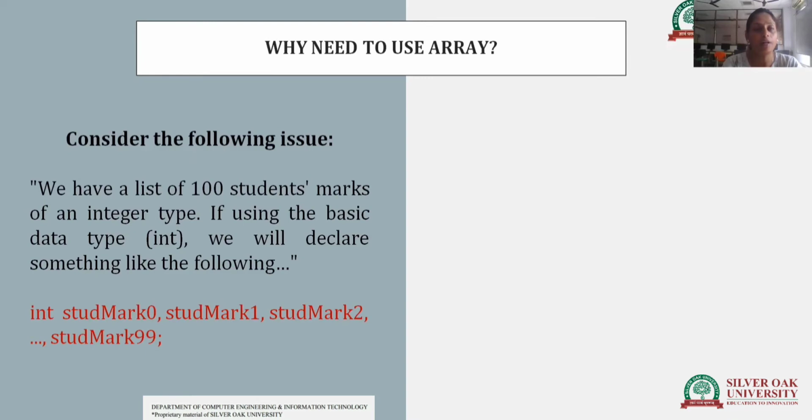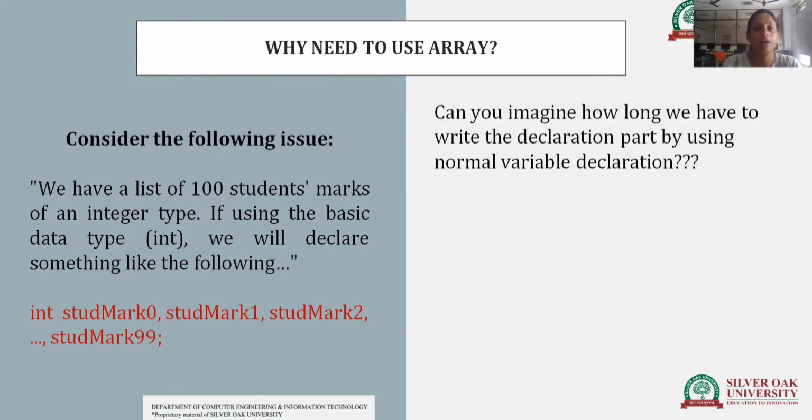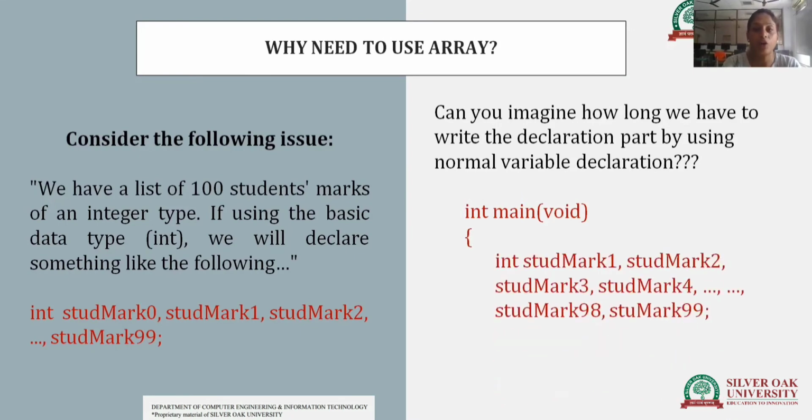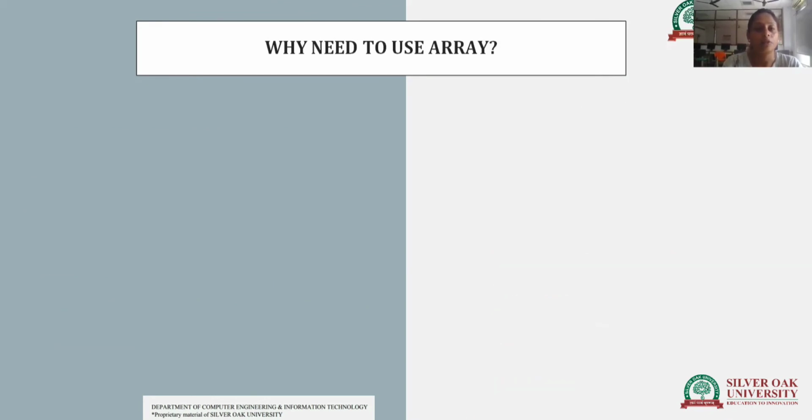For that, we need to write so many things. First, all 100 students' variable declarations. Then, if you want to assign values, each and every value you need to assign with the same process as declaration. So your total program length will increase and it will become a very long program. But instead of doing this, if we create an array, you can complete this task with a single line of code.